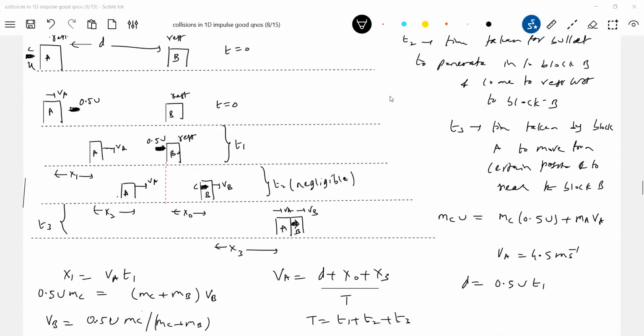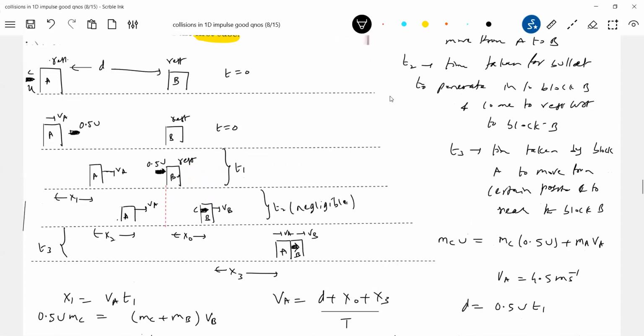Time taken by the block A from the first diagram to the last diagram. What is the distance moved by the block A? D plus x0 plus x3. Just make observation, nothing big. Distance moved by the block A from the first diagram to the last diagram is D plus x0 plus x3.